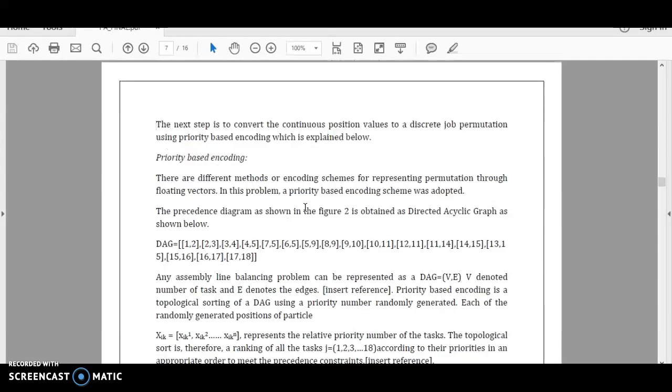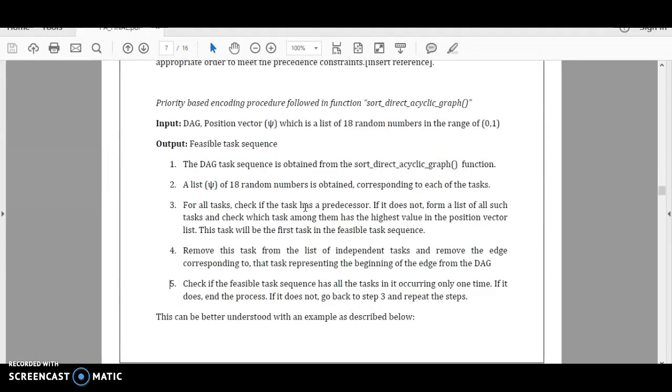When I was talking about the priority based encoding, I mentioned the relationship between discrete and continuous variables. This is where our priority based encoding program comes in. This process takes in the DAG and the priority, which is a randomly generated number between 0 and 1 for each of the particles, and generates a sequence accordingly.